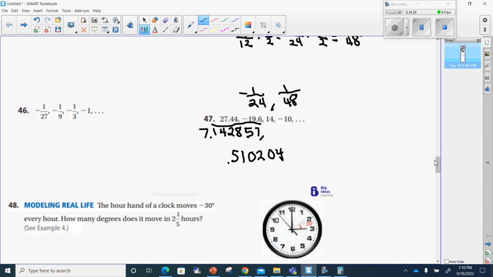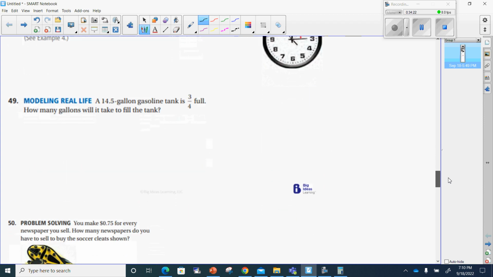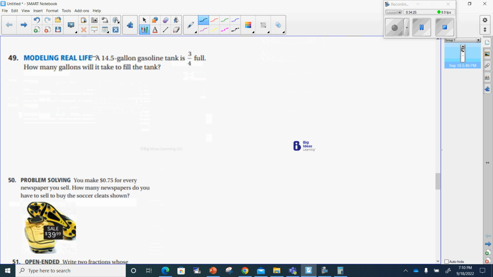All right, let's go down to number 49. A 14.5 gallon gasoline tank is 3/4 full. Okay, so we got 14.5 gallons. That's 3/4 of that. How many gallons will it take to fill the tank? Well, the tank is going to have one full tank, right?